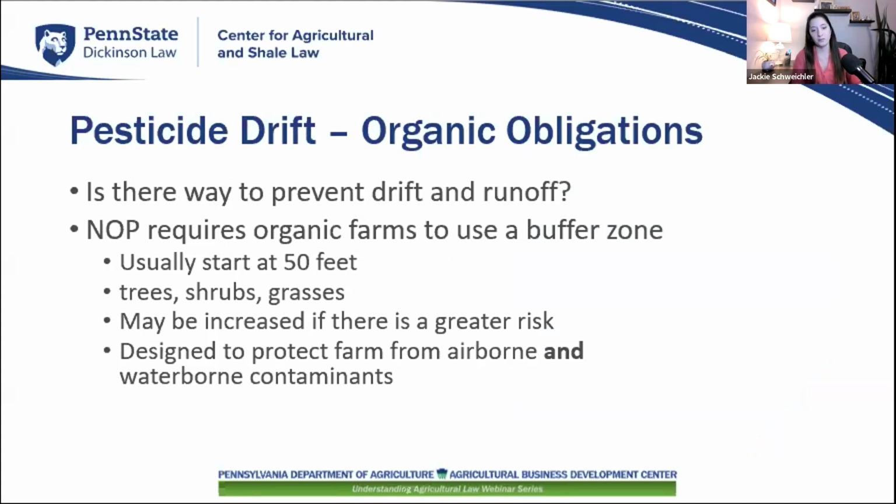There are different options for buffer zones. Organic farmers can use plants or trees or grasses. They can use specialized fencing. Cover crops and no-till practices could also help. Maybe the farmer can convince their conventional neighbor farmer to plant cover crops too. You can work with your neighbors. There are all kinds of options to prevent or reduce drift before it happens.